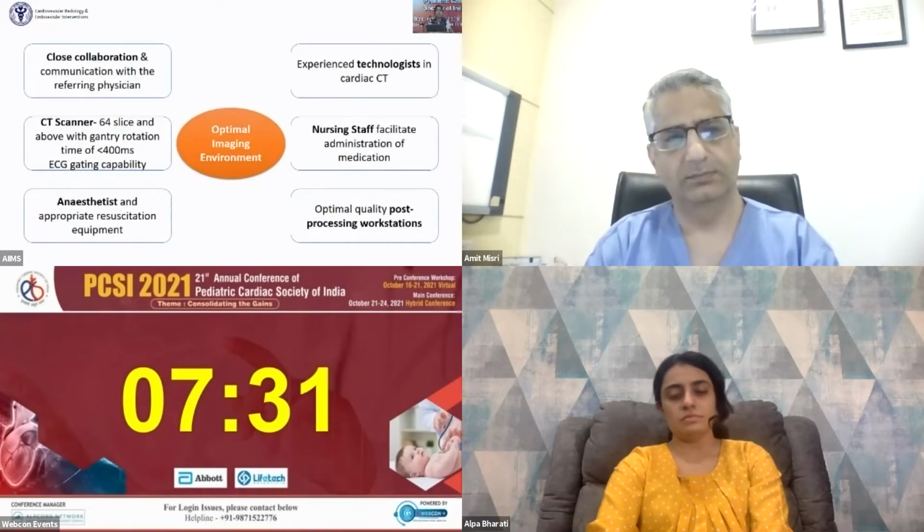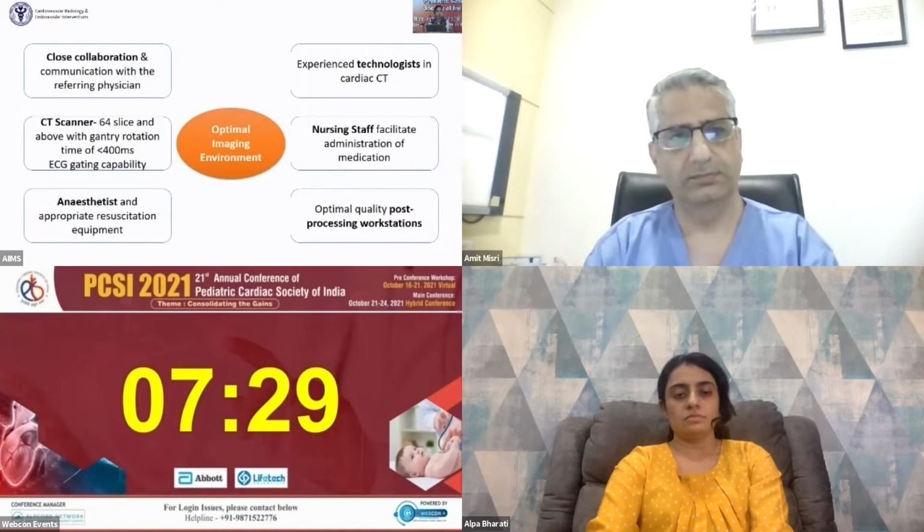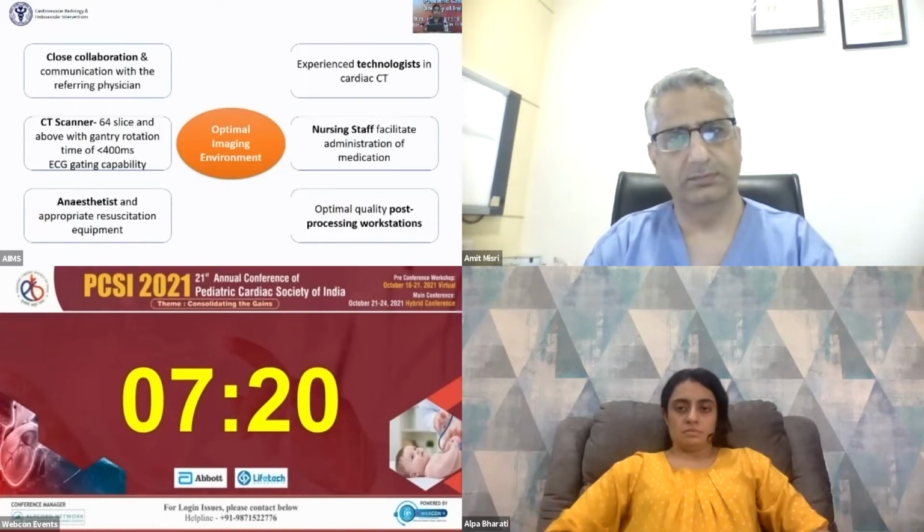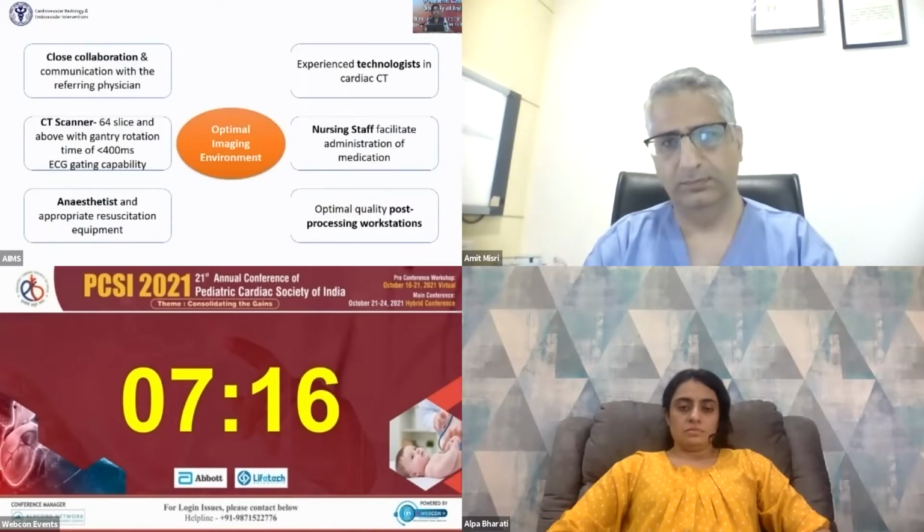You obviously need a good technologist, a good radiographer, a good radiologist to tailor make your CT according to your need. I'll tell you how difficult it is to do for pediatric patients. Nursing staff, and also you would need a post-processing workstation to get the best out of whatever images you have been able to acquire.